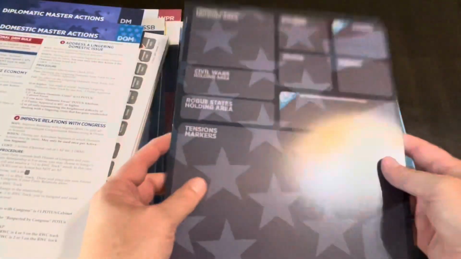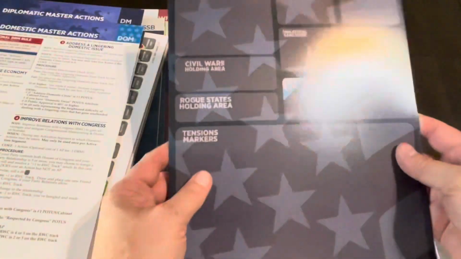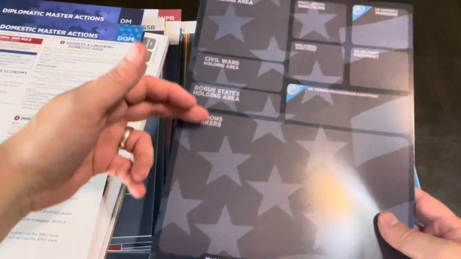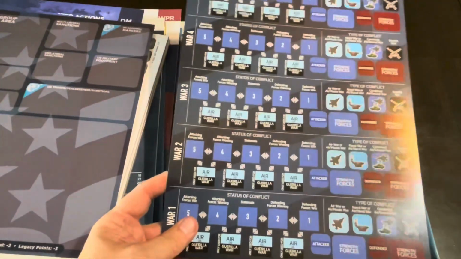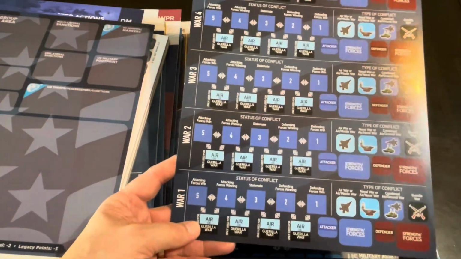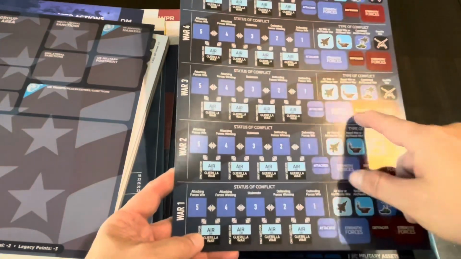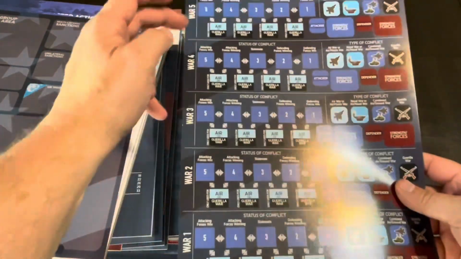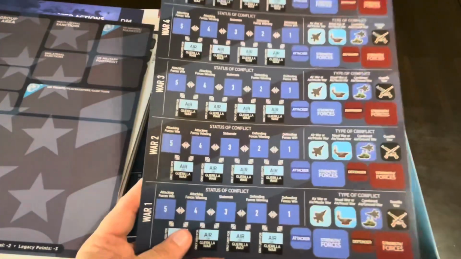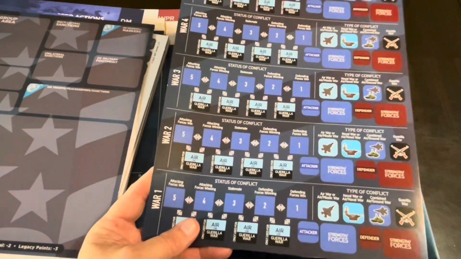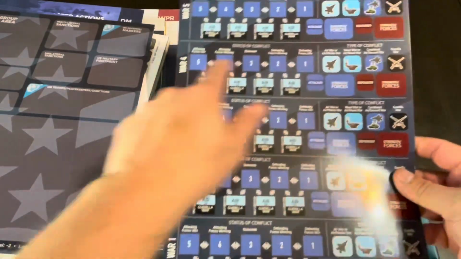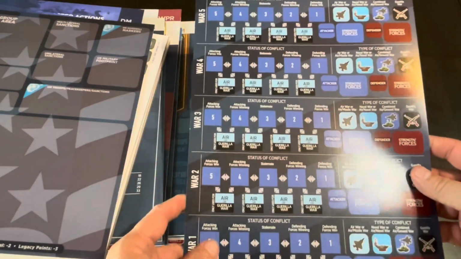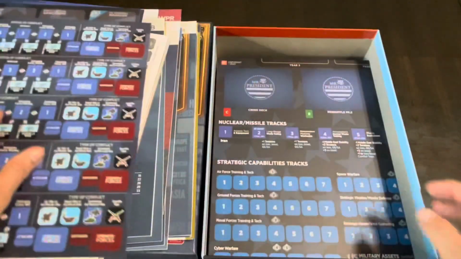Then we have a lot of holding charts here. These are a little bit thicker, but this is your tension markers, terrorist group holding area. So this is kind of a holding box to put counters on the track. Here's your war tracks, keeping track of the different status of wars. God, if you have 5 wars going on, you're going to be a one-term president. But here's how it keeps track of all those different statuses, and depending on where it goes, that's going to determine if that conflict's over or not.